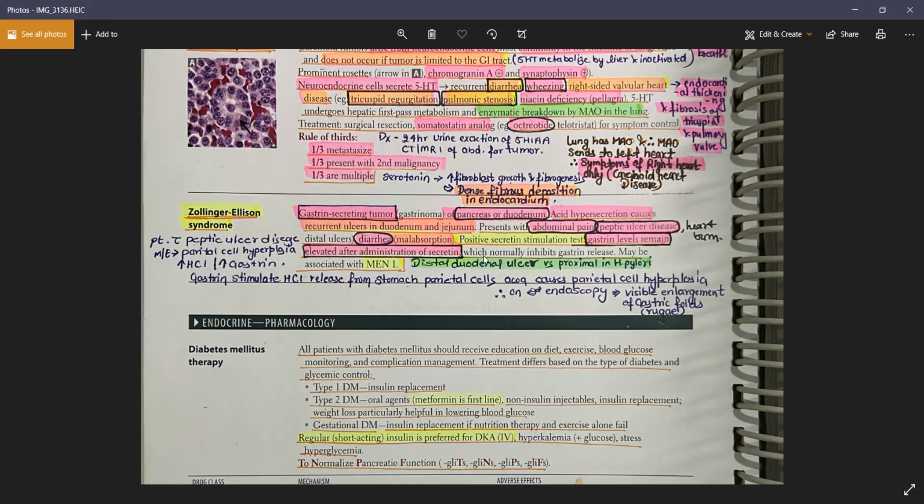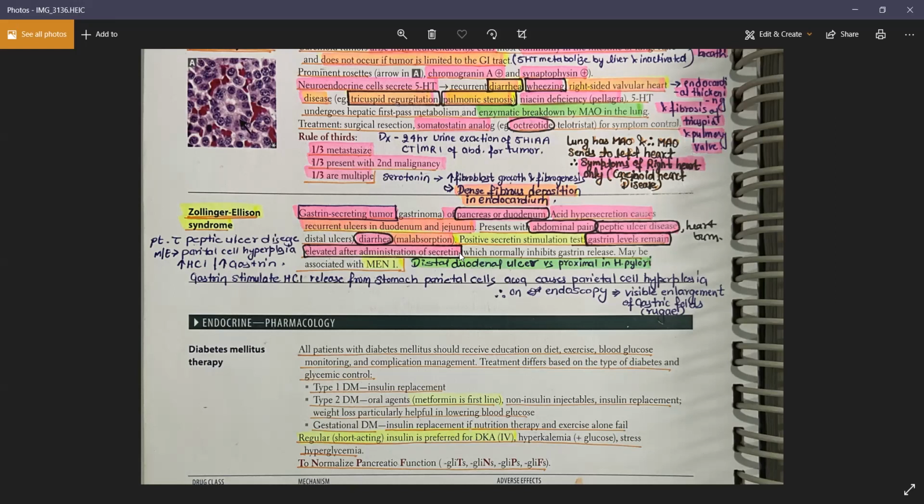Secretin can only inhibit the gastrin which is released by the stomach, while in the case of the pancreas, secretin increases the secretions of the pancreas. Secretin causes increased secretion from the pancreas, and because ZE syndrome is a tumor of the pancreas, whenever you give the patient secretin, instead of inhibiting the gastrin levels, it will activate them. It will increase the levels.